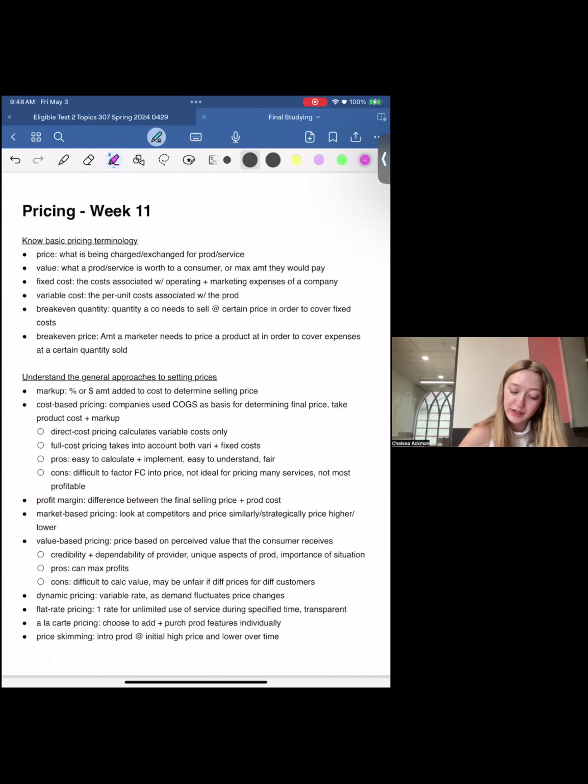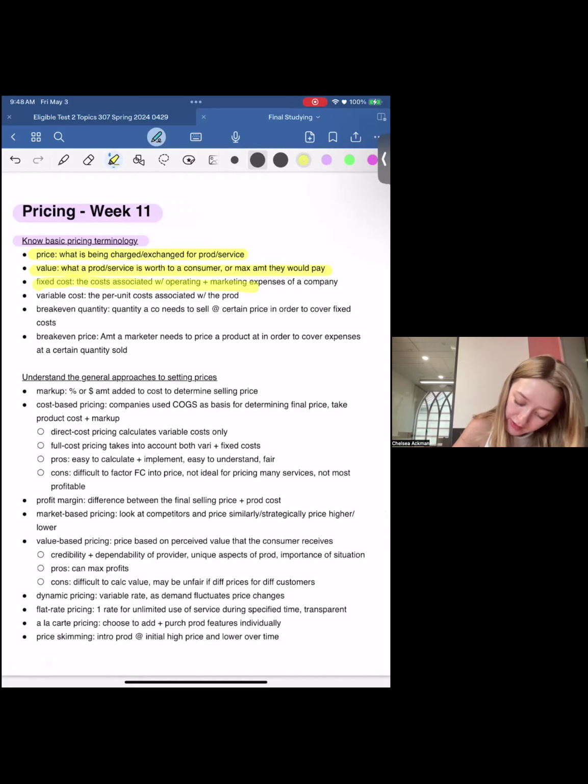That is the end of services marketing, and now we're going to move on to pricing, which was in week 11 for us. So first, we have to know basic pricing terminology. Price is what is being charged or exchanged for the product or service. Value is what a product or service is worth to a customer or the maximum amount they would pay.